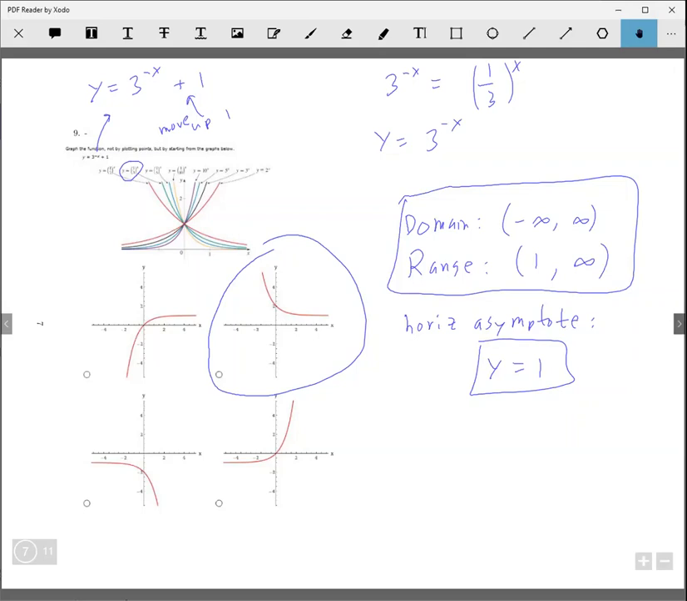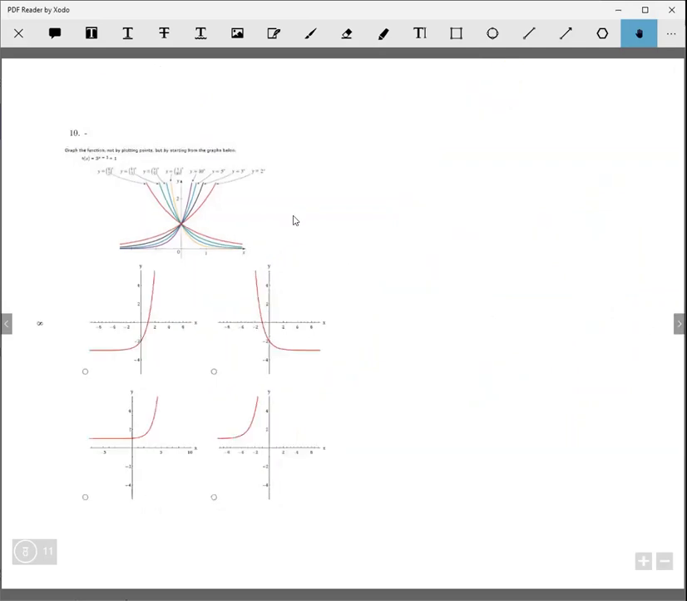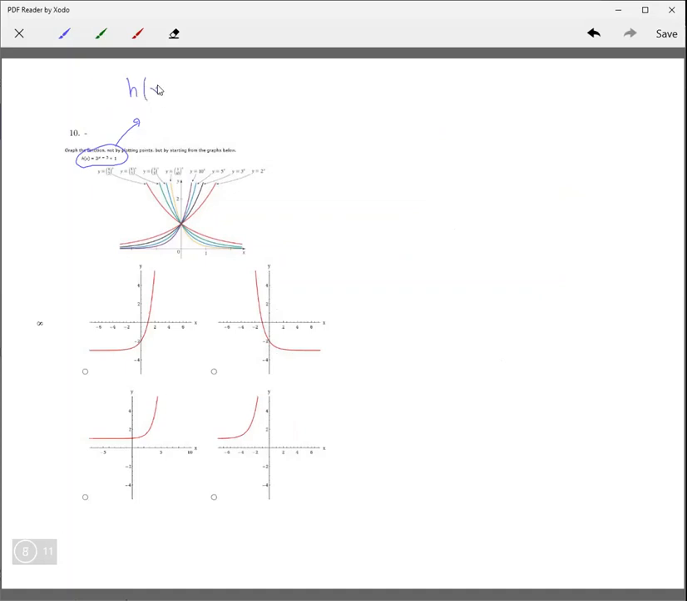Okay, great. Let's look at number 10. That's more of the same. So here we have, it's kind of small here. I couldn't make it any larger without splitting it across multiple pages. But this is h of x equals 3 to the x minus 3 plus 1 is what you're after.